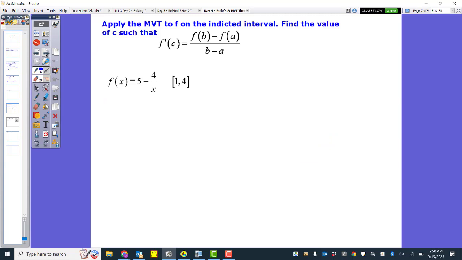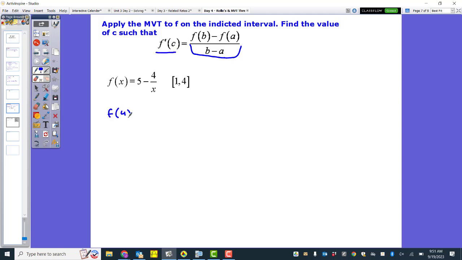All right, apply the MVT to f on the indicated interval, and find the value of c such that this happens. So this is telling us, hey, use MVT on this interval. It's not asking us to prove that it exists. It's just saying use MVT. So we're saying, okay, what is the average rate of change? And then where is the derivative going to equal that? So we'll start with the average rate of change.